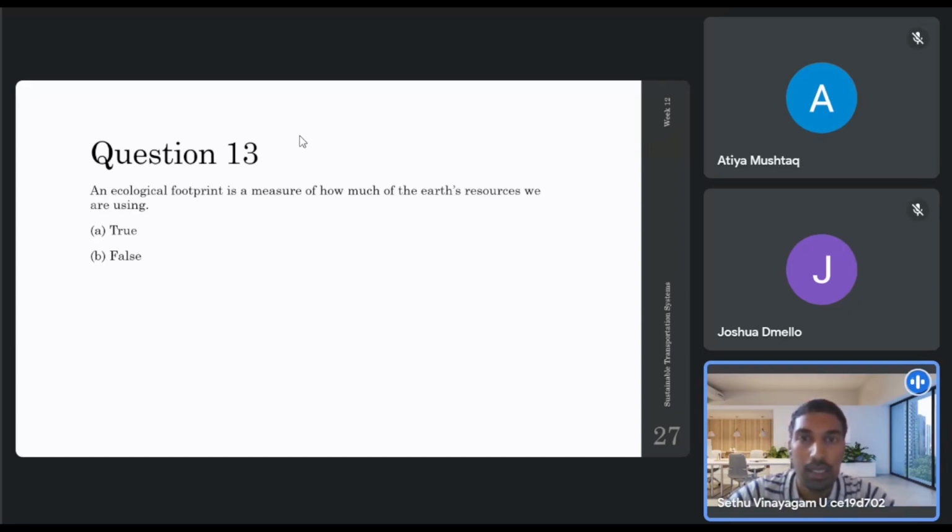Which is not a really sustainable thing. When the ecological footprint is large, it's not sustainable, because you're consuming more and more for a particular way of life. So this ecological footprint is basically an indicator for the sustainability of a system. A smaller footprint is better, more sustainable than a larger ecological footprint. It's basically a measure of how much of the resource we are using. Therefore the given statement is correct.